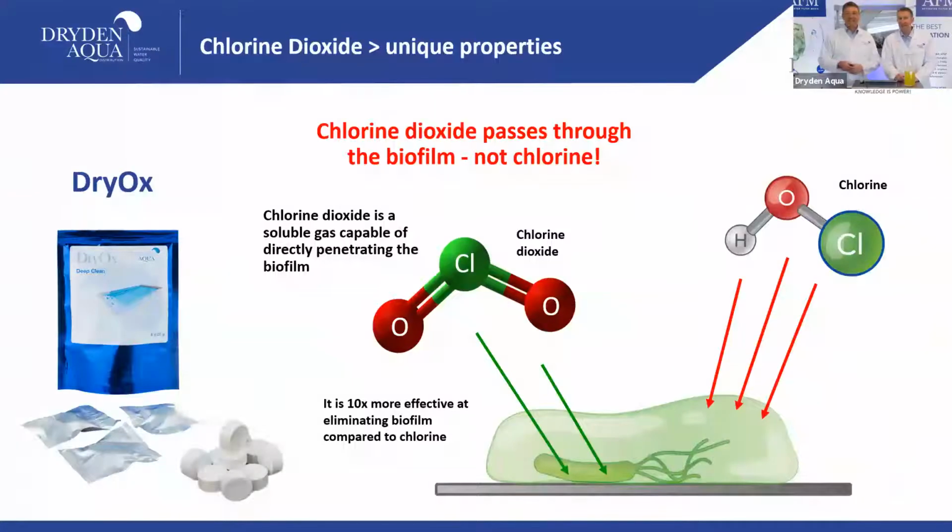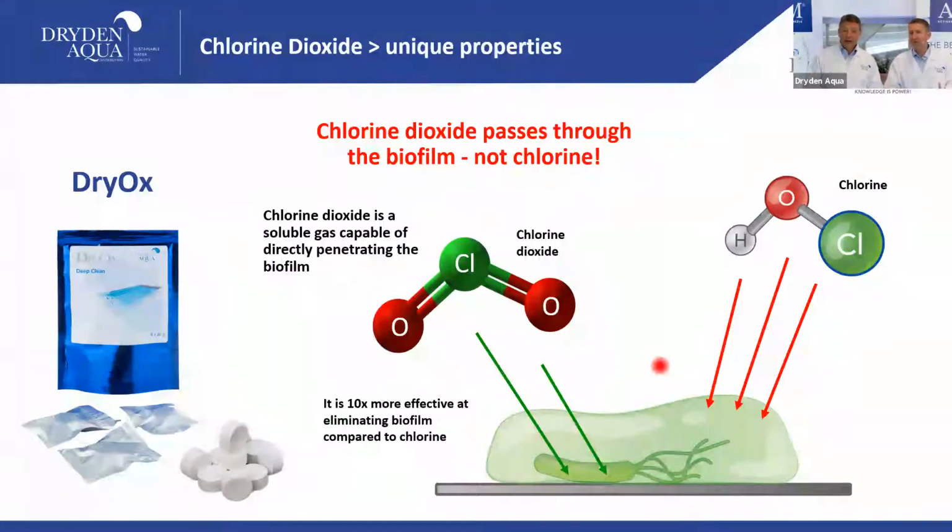But I think the key thing is that it is actually able to penetrate, because it's a soluble gas, through the biofilm, which chlorine is not. Chlorine actually has to oxidize the biofilm from outside in, which takes much stronger concentrations. And then you also lose concentration. This is why we wrote here it's 10 times more effective in removing biofilm.